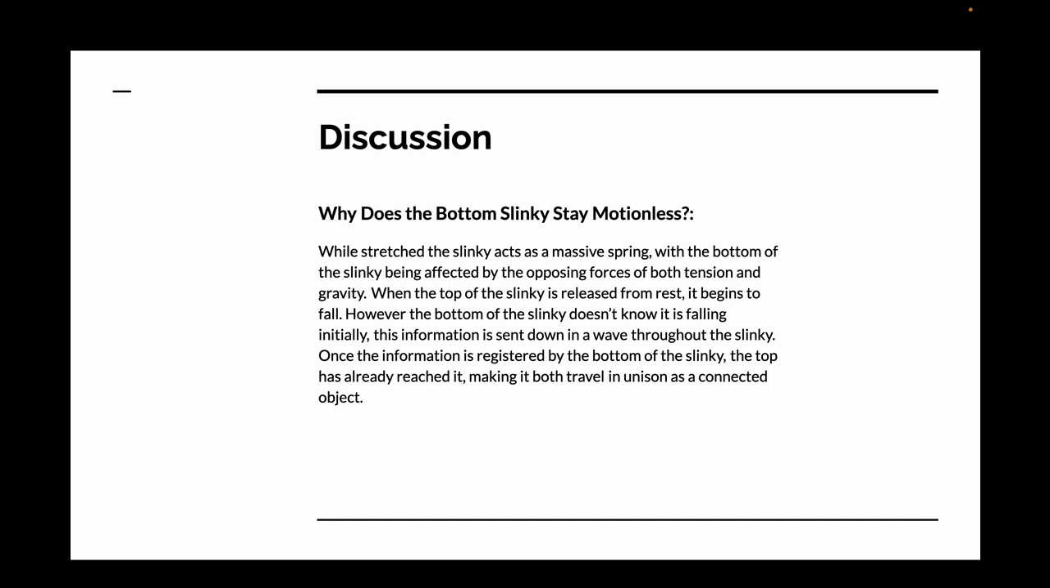So when the top of the Slinky is released from rest, it begins to fall. However, the bottom of the Slinky doesn't know yet that it's falling until the information is sent down in a wave through the Slinky. So once the information is finally registered by the bottom of the Slinky, the top of the Slinky has already reached it, making the Slinky travel in unison as a connected object.